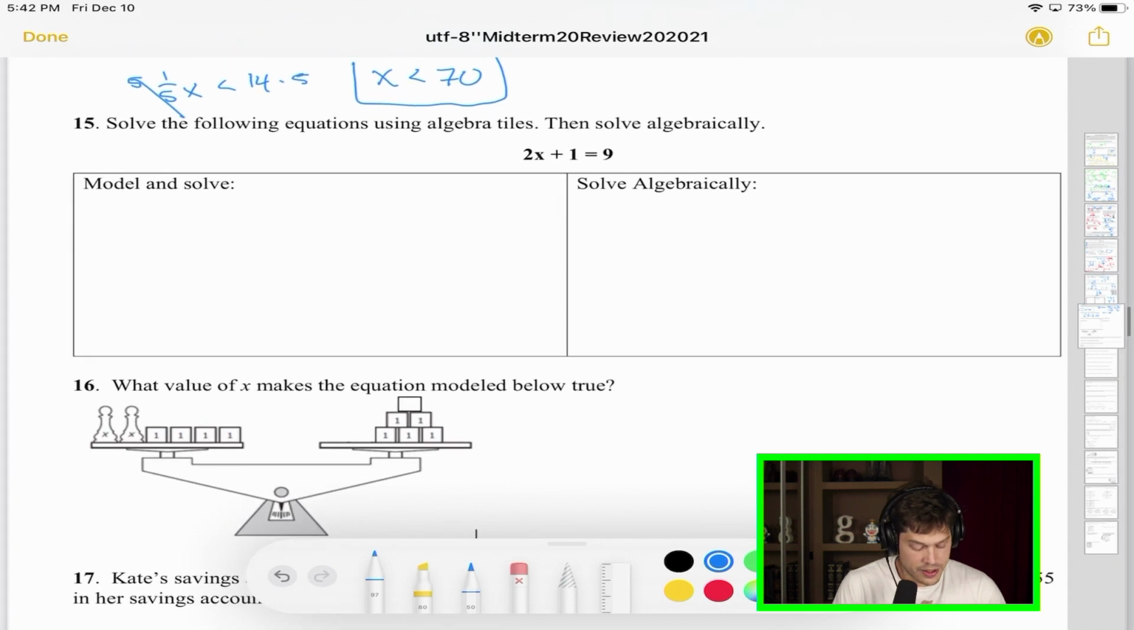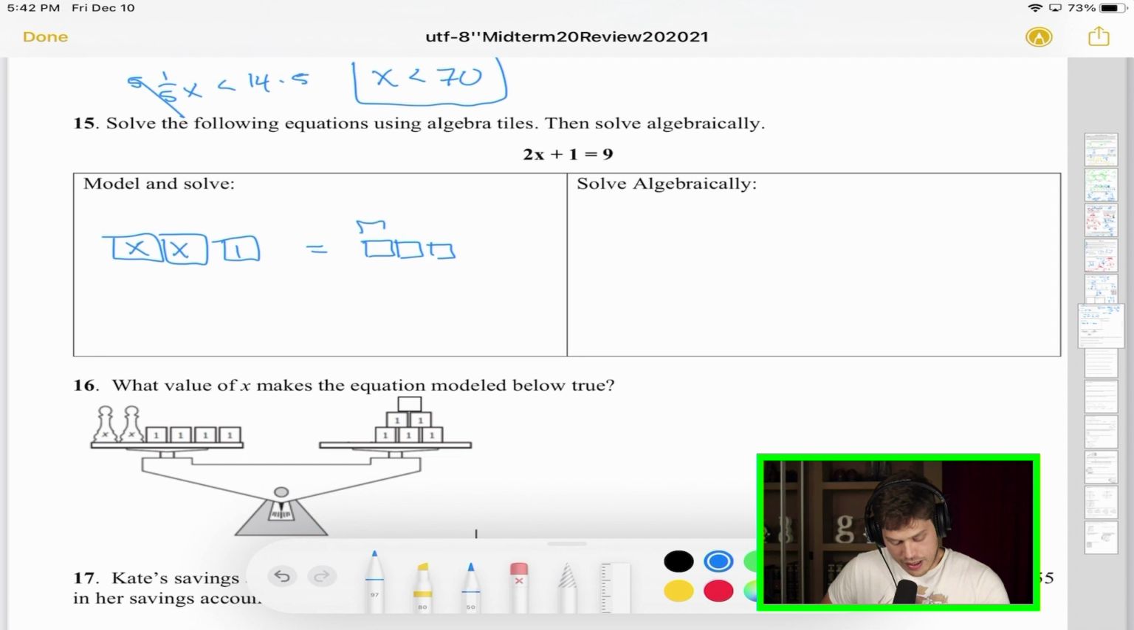That just seems complicated. Solve the following equations using algebra tiles, then solve algebraically. So 2x plus 1 equals 9. Okay, well, if I do something like this, I have 2x plus 1 equals 9 blocks of 1. You know, I'm all for drawing pictures, but sometimes I feel like drawing pictures is just silly.